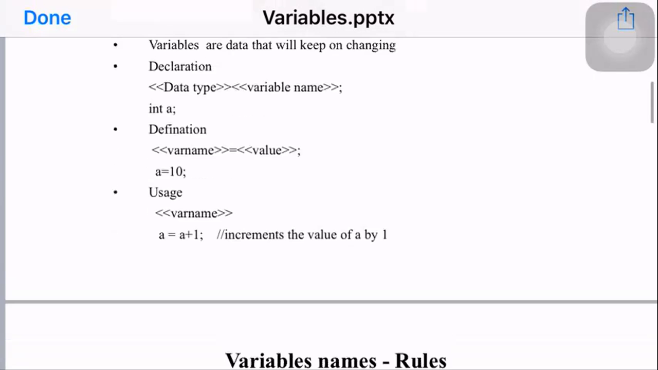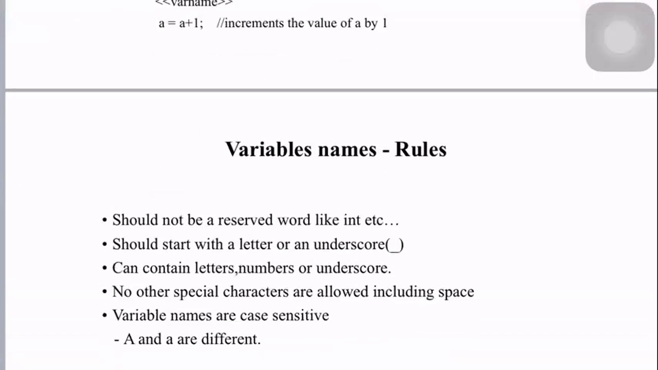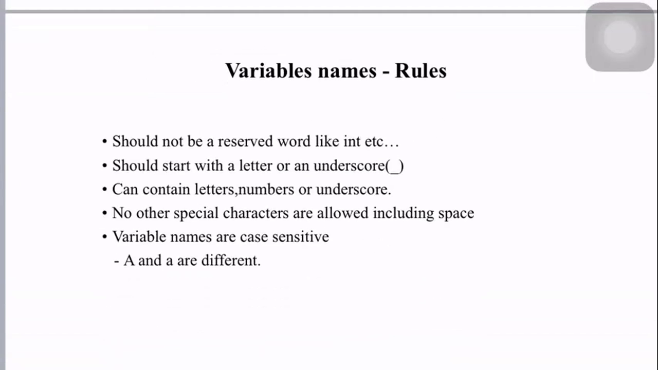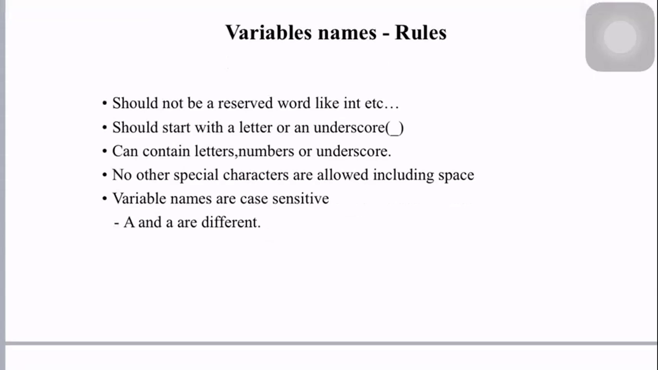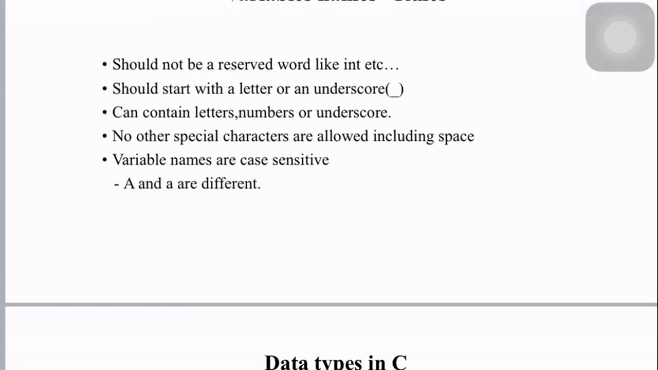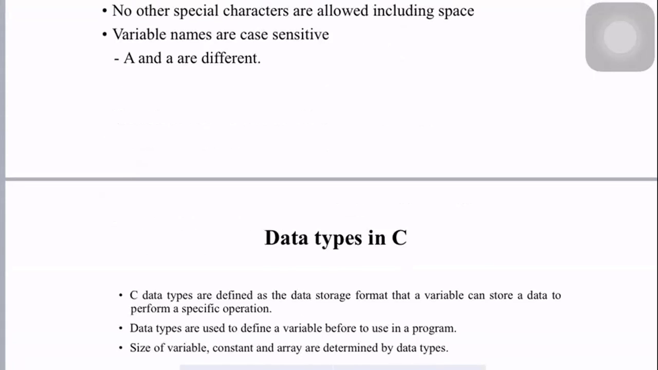Now coming to the variable rules. It should not be a reserved word like int, float, etc. It must start with a letter, like a, b, c, d, or it can start with an underscore. There are no other special characters like modulo or percentage. Variable names are case sensitive, because capital A and small a are very different. It will take them as different variables, a capital A or a small a.